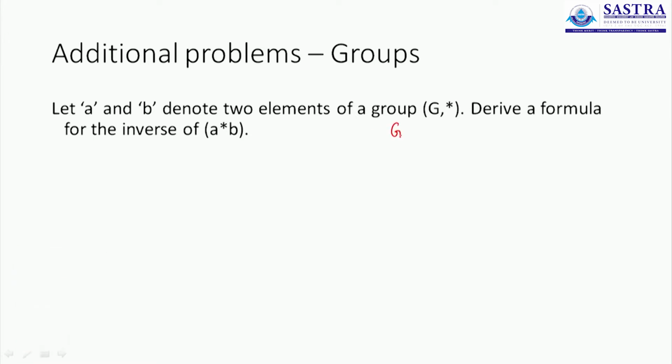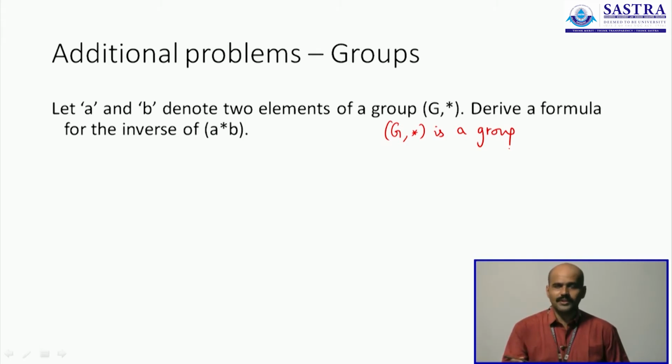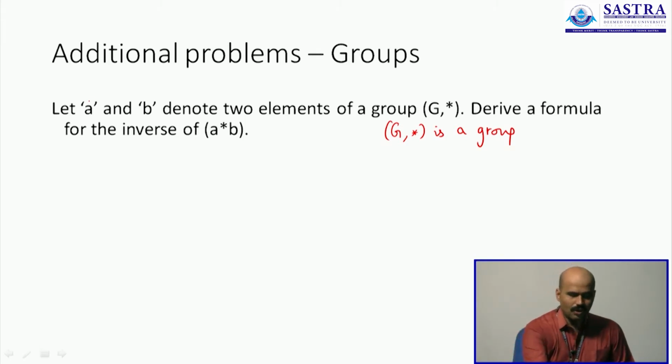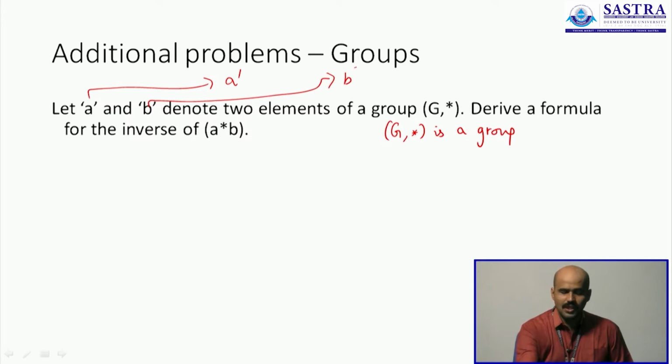since G star is a group, every element is supposed to have an inverse element within the group. You will definitely have an inverse element within the group. So A will have its own inverse A dash. Let's call the inverse of A as A dash, and B will have its own inverse B dash. Let's denote the inverse as B dash.